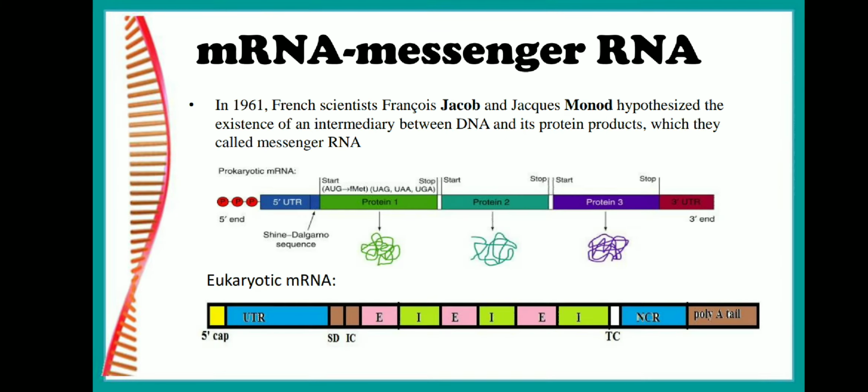Now, moving on into the mRNA or messenger RNA. In 1961, there were French scientists, that is Jacob and Monod. They named the messenger RNA for the RNA carrying information for protein synthesis from the DNA gene to the ribosomes, where ribosomes are the site for protein synthesis. So they used to carry the information from the DNA.